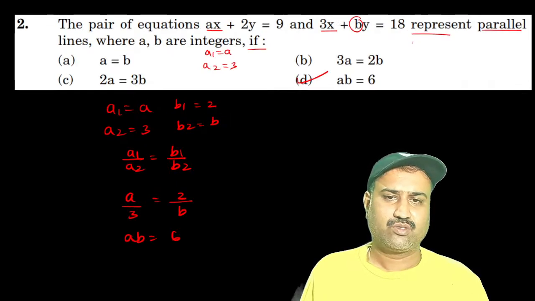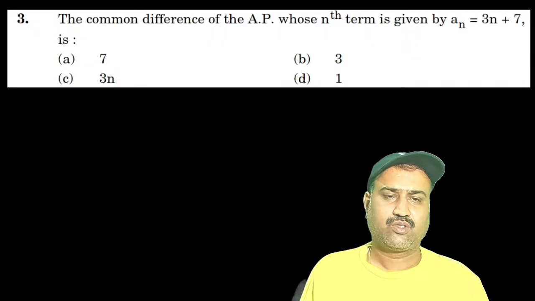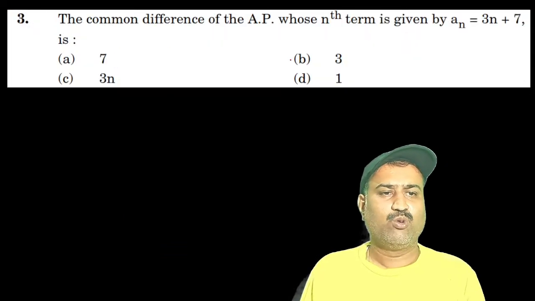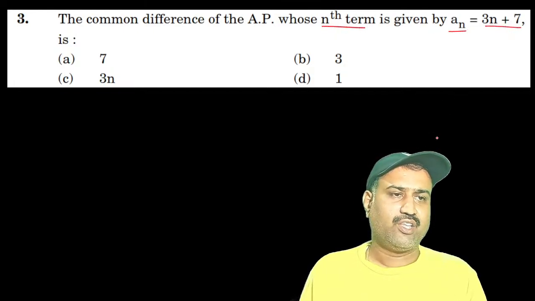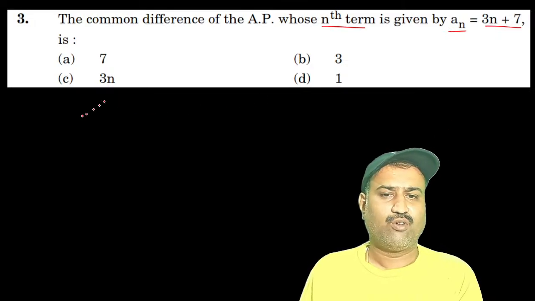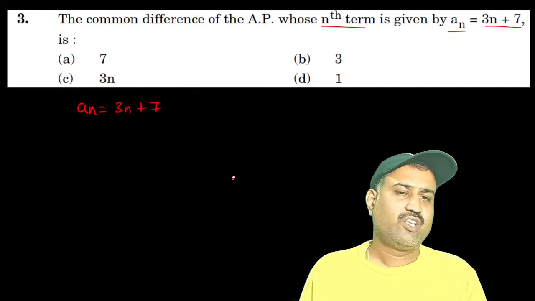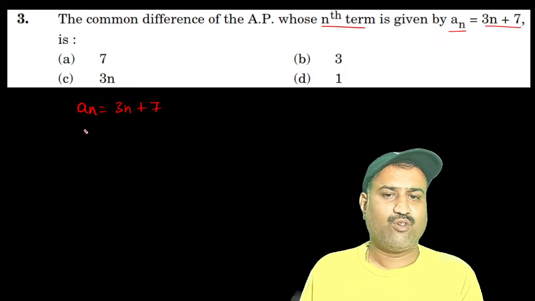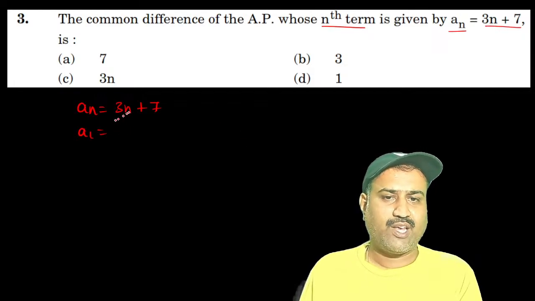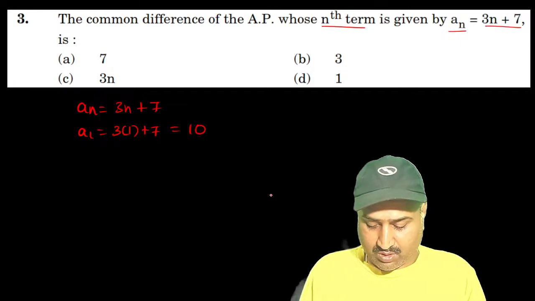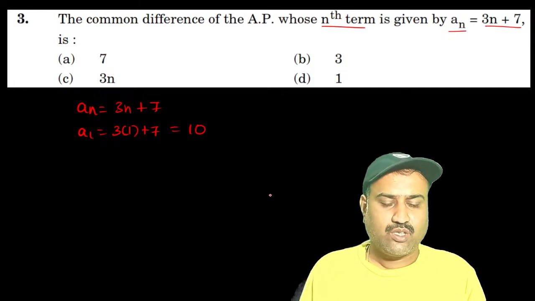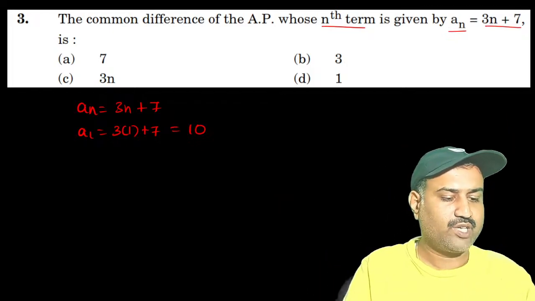Okay. Next question. The common difference of the AP whose nth term is given by an is equal to 3n plus 7. The nth term is given here. Therefore, an is equal to 3n plus 7, right? Therefore, a1 is equal to, I will substitute n is equal to 1 here. First term is 3 into 1 plus 7, which is equal to 10.